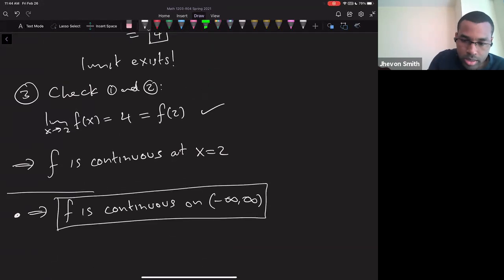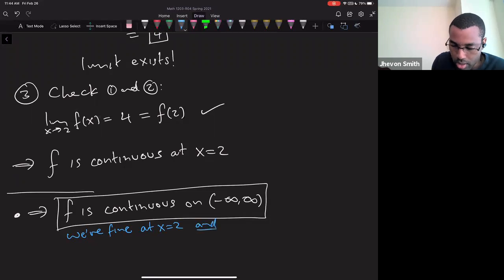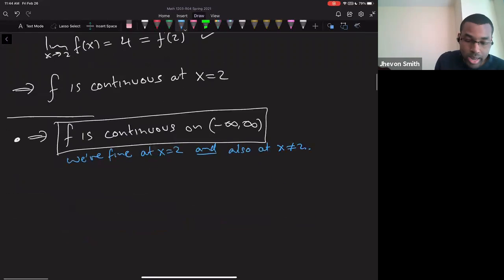Right? Because we're fine at x equals 2 and also at x not equal to 2, right? So we're fine if it's 2, we're fine if it's not 2, we're fine everywhere, we're fine in general. So it turns out that, by the way, this is a continuous function, like a continuous function in general.